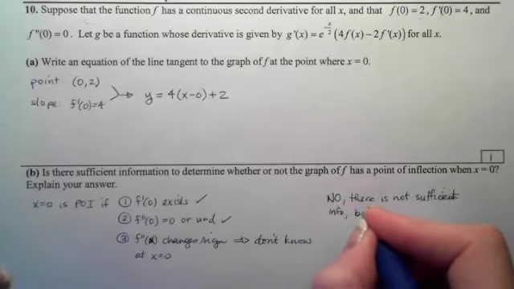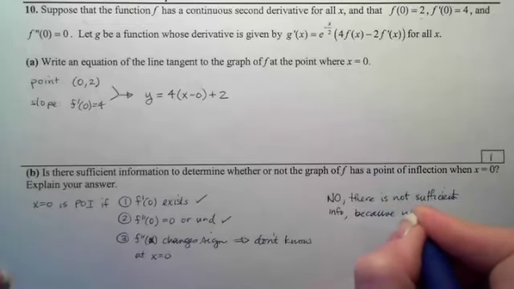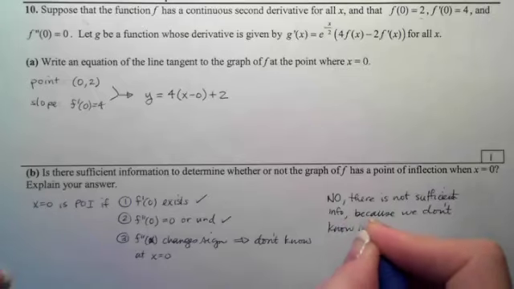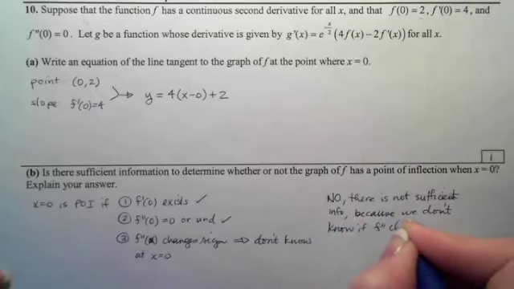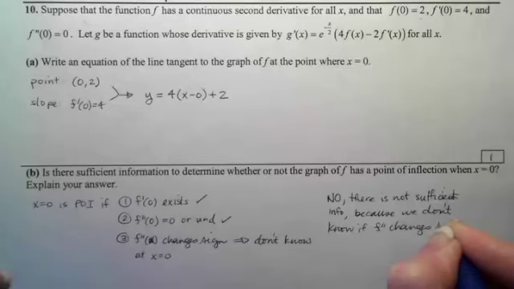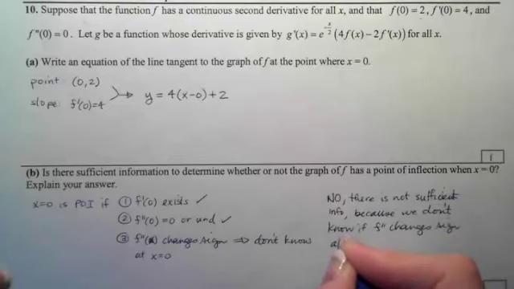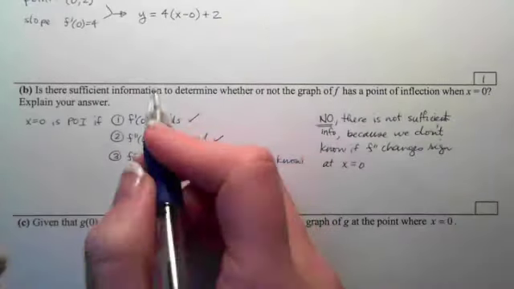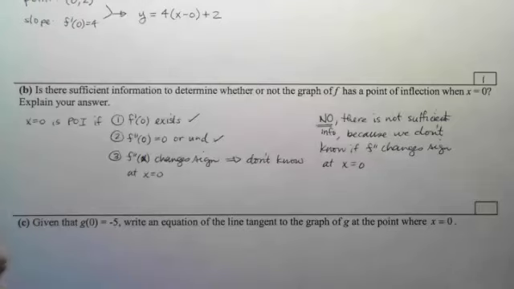And the reason is because we don't know if f double prime changes sign at x equals 0. So that's going to be 2 points. You get 1 point for actually writing the word no, and you get the second point for giving me the reason. So we'll be looking for whether you know what's required in order to be a point of inflection.